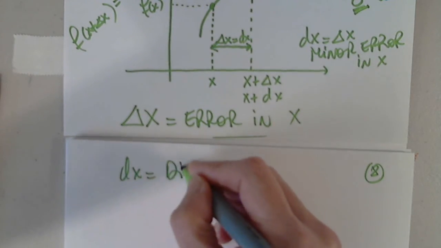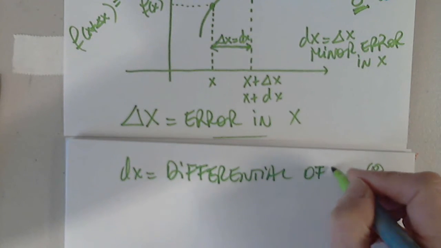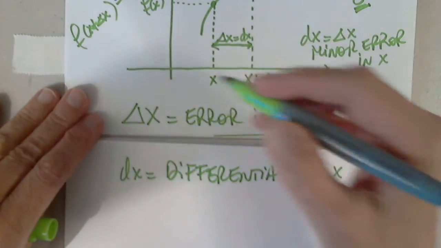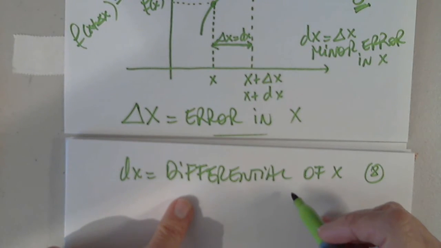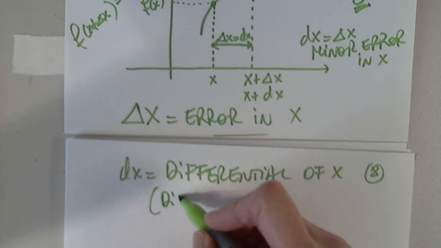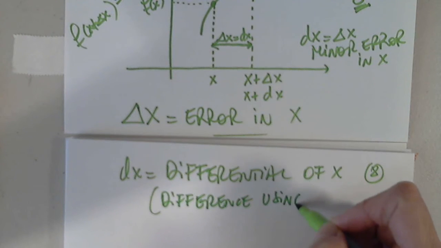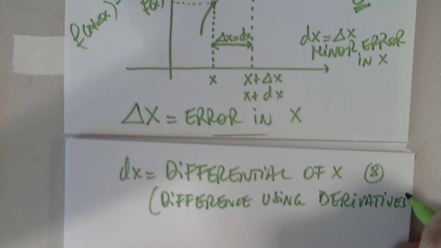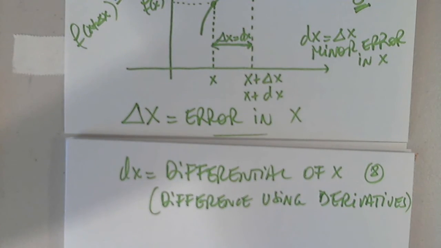Dx, differential of x. Error in x. Now, what does this differential mean? A difference using derivatives. That's what it means. They put the difference and derivatives together somehow and they came up with this word differential.